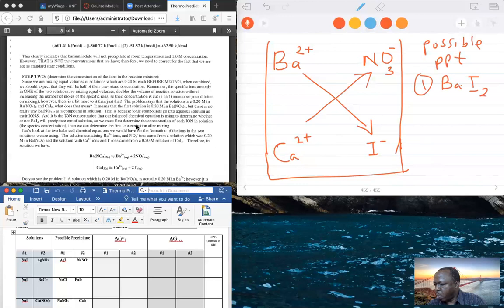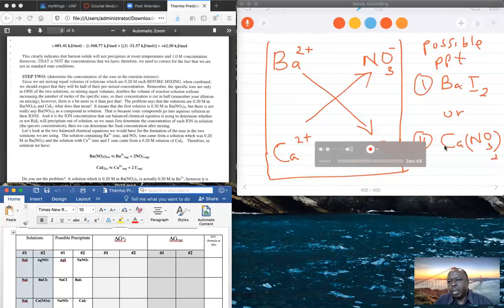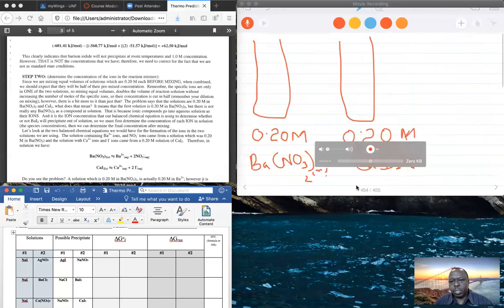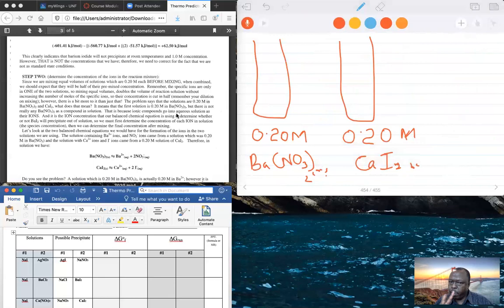One is barium iodide, or 2, calcium nitrate, and this is the equation for it. We don't know which one is our precipitate, and we will use non-standard state to determine which one among the two will spontaneously precipitate out, fall out of the solution, if we mix these two solutions. And remember, we'll also be using 0.2 molar, 0.2 molar.